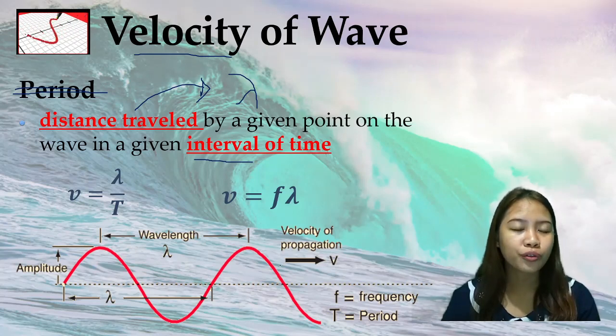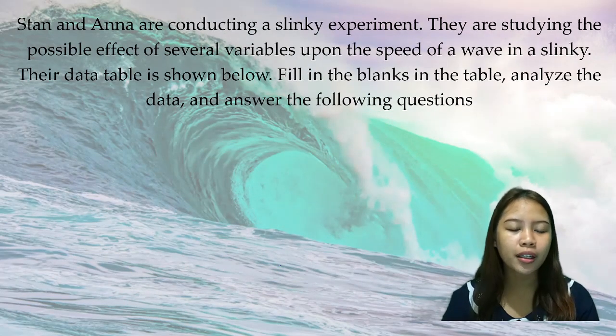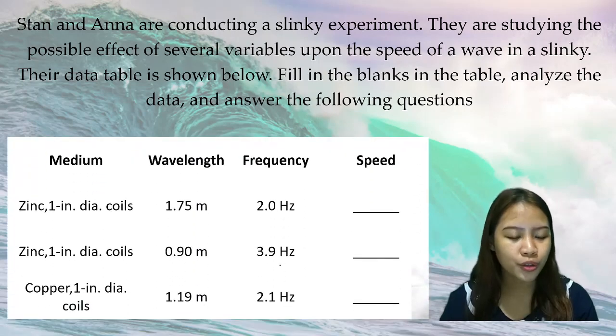For us to understand how to use our equation, let us try a simple experiment. Stan and Anna are conducting a slinky experiment. They are studying the possible effect of several variables upon the speed of a wave in a slinky. Their data is shown below. Fill in the blanks in the table. Analyze the data and answer the following questions.